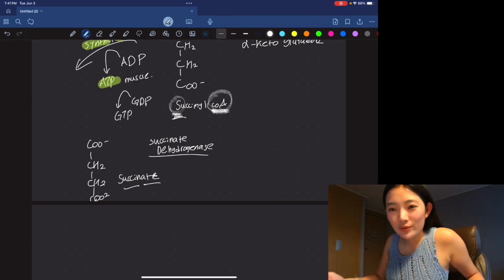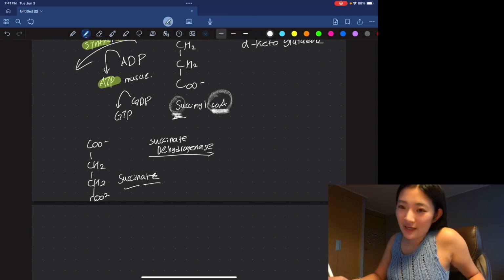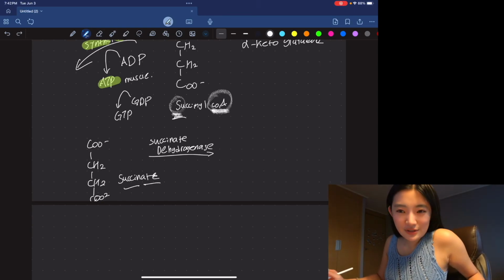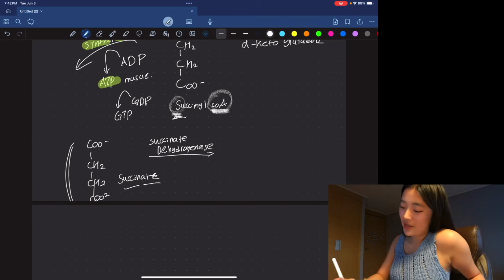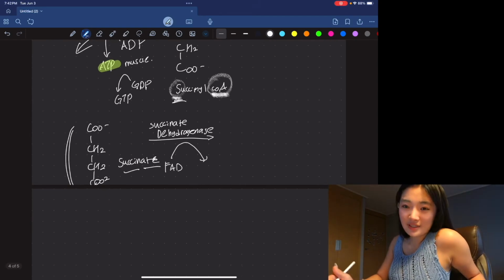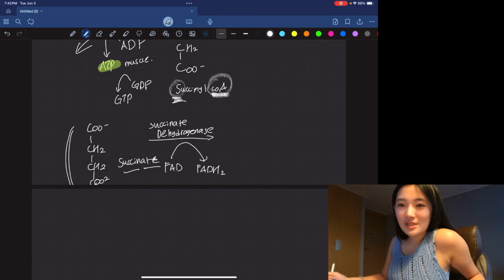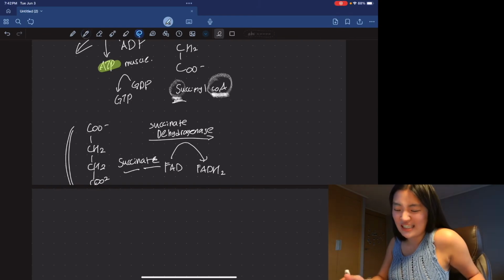What do we do when we have a dehydrogenase? We reduce an electron carrier, i.e. we add electrons to the electron carriers, right? But succinate dehydrogenase is a little different, because it's actually going to use a different electron carrier. So we're going to use FAD instead of NAD, and then FAD is going to become FADH2. Same concept, just a different molecule.